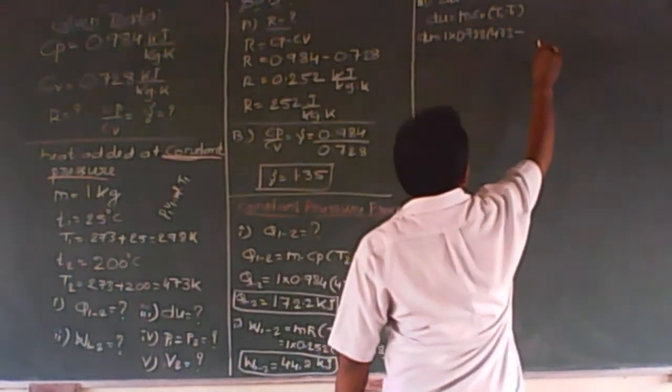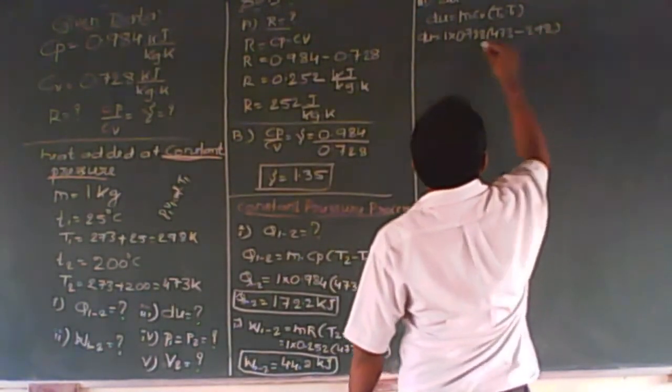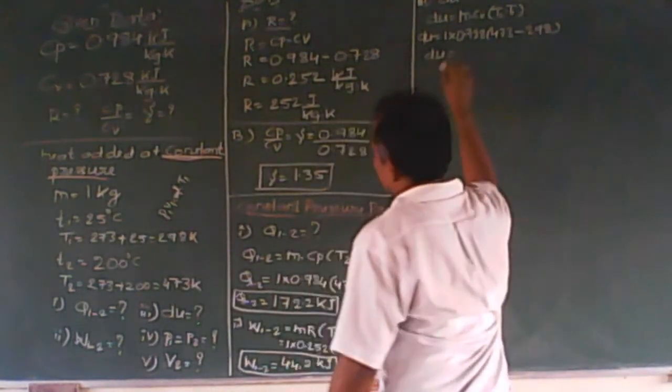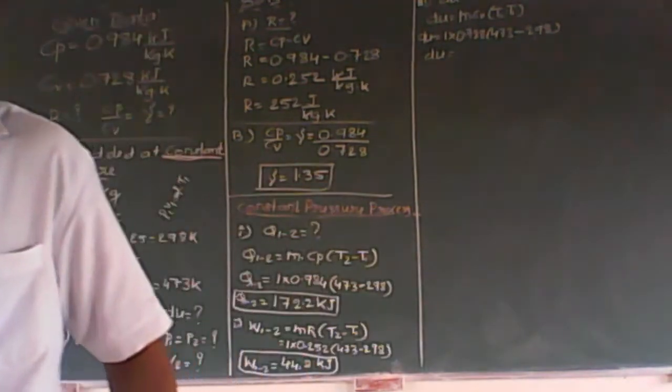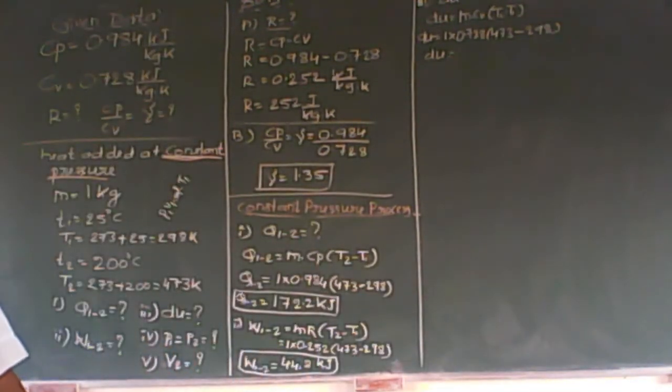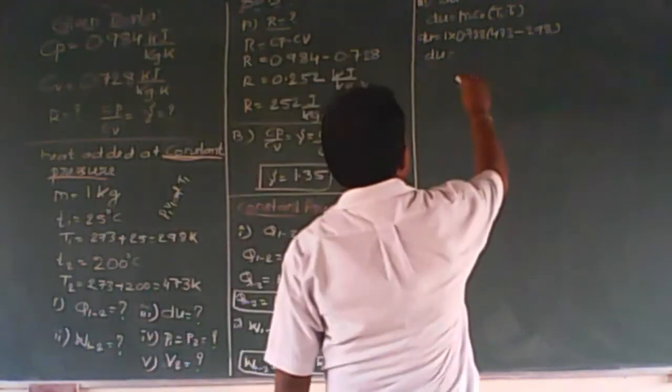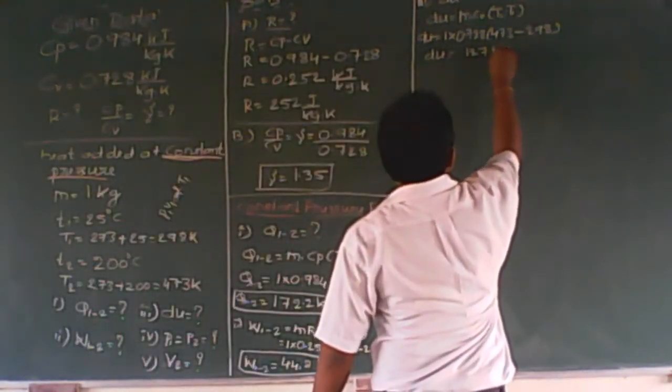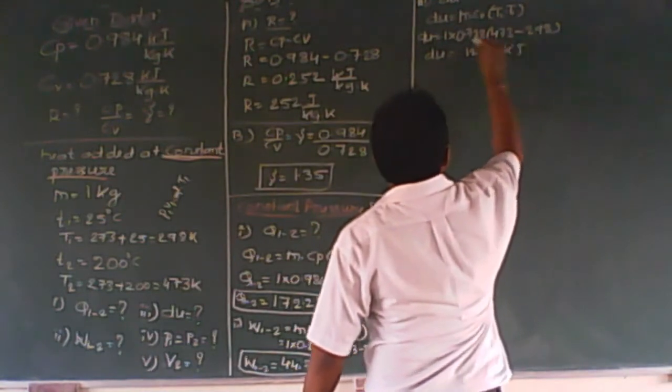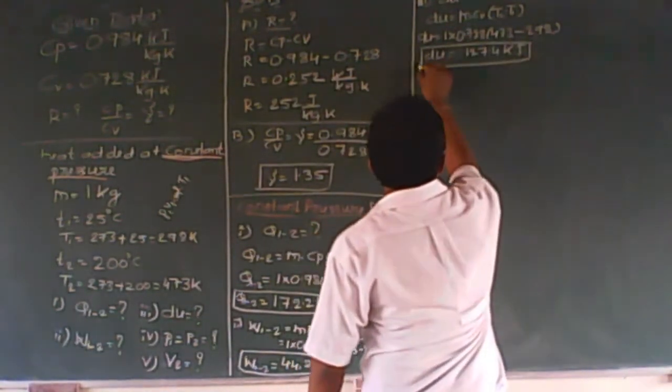473 minus 298. So that you can directly get the value of du as du is equals to 127.4 kilojoules. This is the answer.